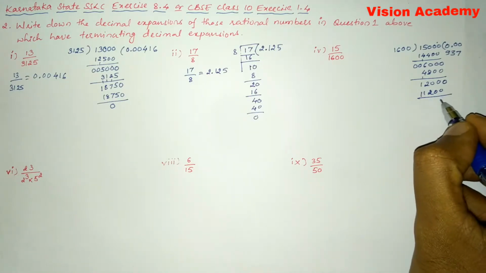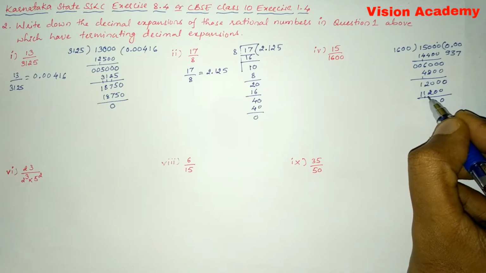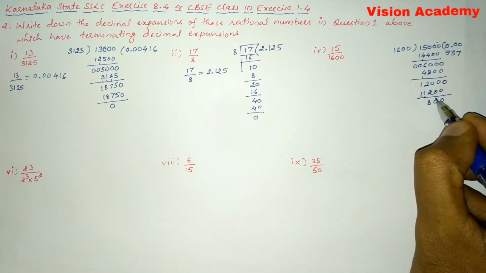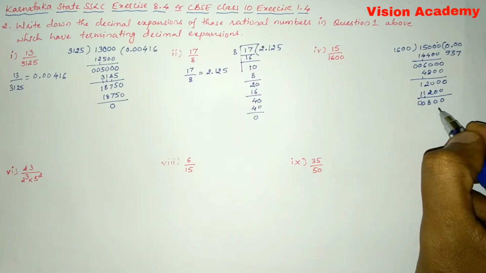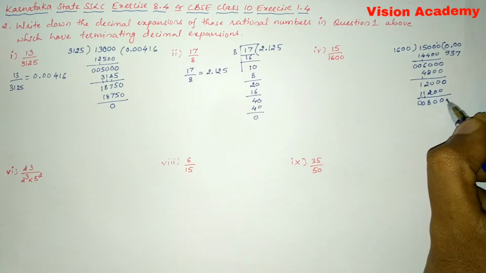Let us subtract. Here we are going to put 0 minus 0 is 0, 0 minus 0 is 0. Let us take carry, it will become 10 minus 2 is 8, 800. So 2 minus 2 is 0, 1 minus 1 is 0. Now it is 800. So let us take one more 0.